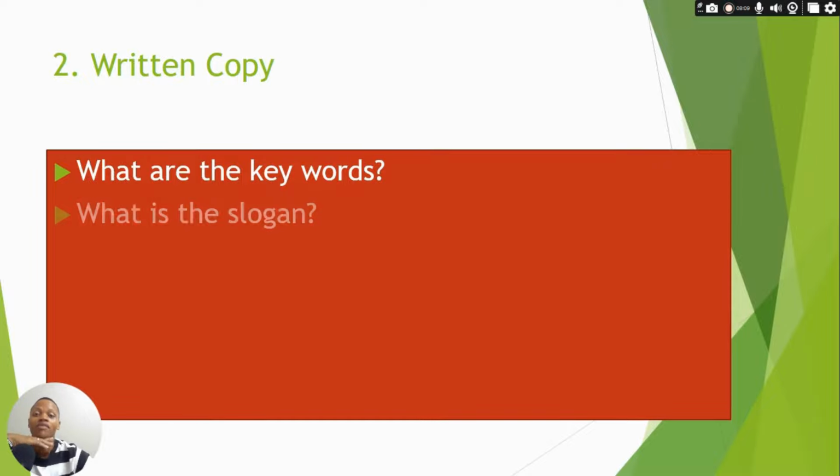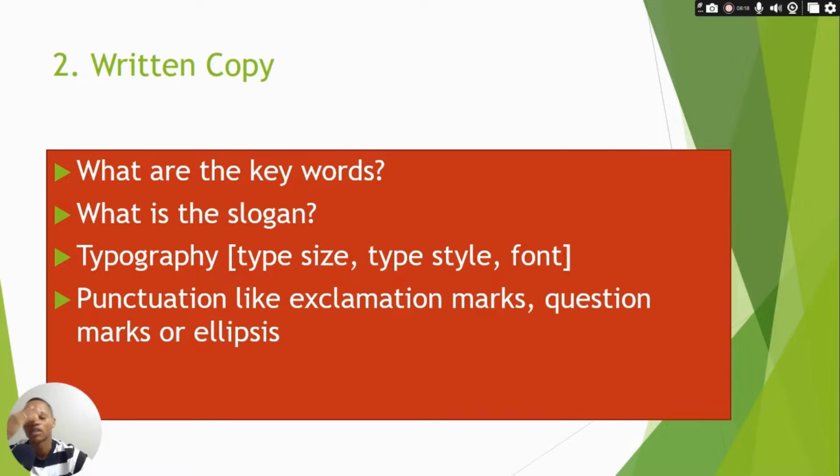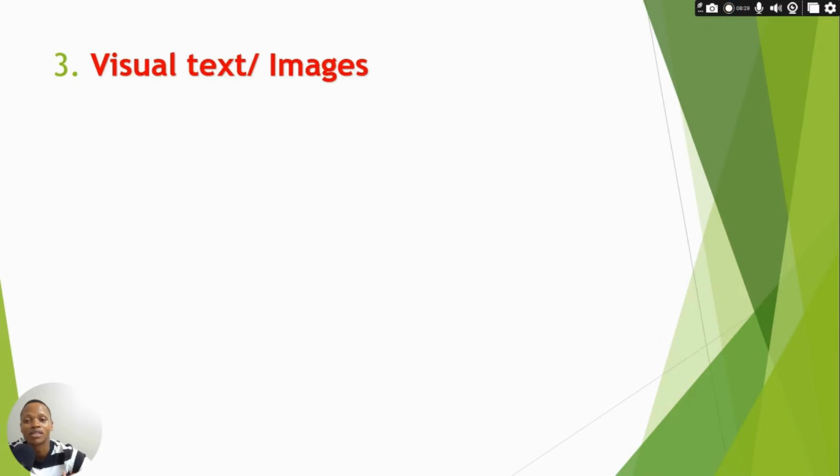Now, what are the key questions you need to ask yourself? You need to look for that as you read or as you engage with the advertisement. What is the slogan? Look at the typography, the type size, the font, and everything, and know that each and everything is there for a reason and for a specific meaning. Consider also the punctuation like exclamation marks, question marks, or ellipses. You would see also that there's a relationship between cartoons and advertisements, because it's all about visuals and images, being able to interpret this.